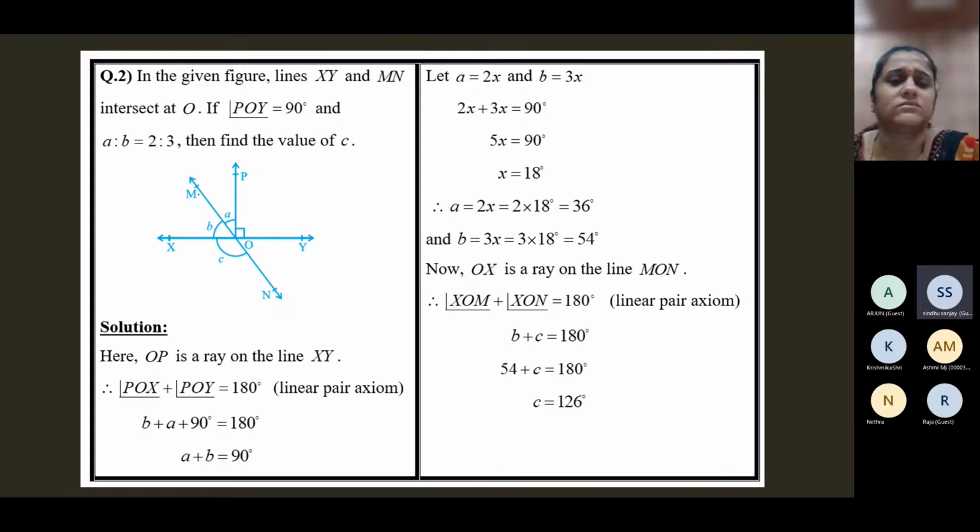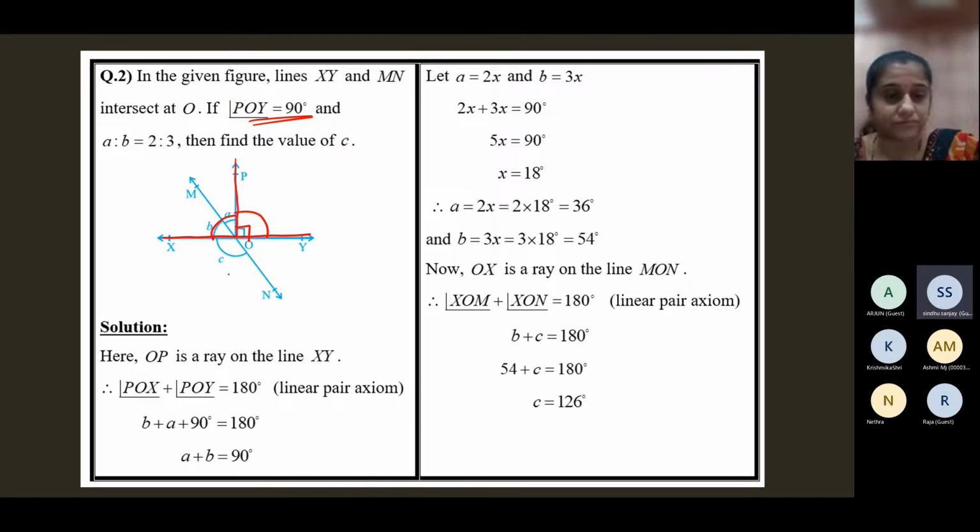Ma'am, it's given angle POY is equal to 90 degrees. OP is a ray on the line XY. So POX plus POY is equal to 180 degrees, linear pair. Correct. So this is a straight line. XY is a straight line and OP is a ray on it. So the sum of these two angles, this angle plus this angle, is equal to 180. Correct. Next.